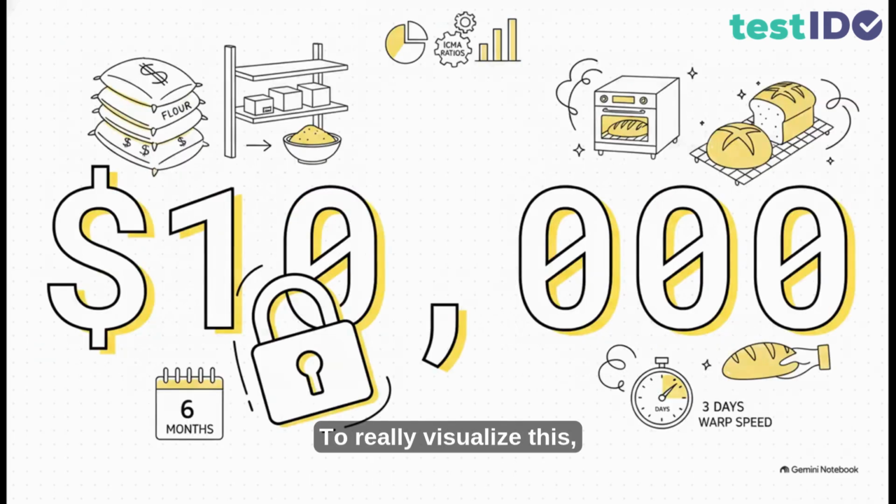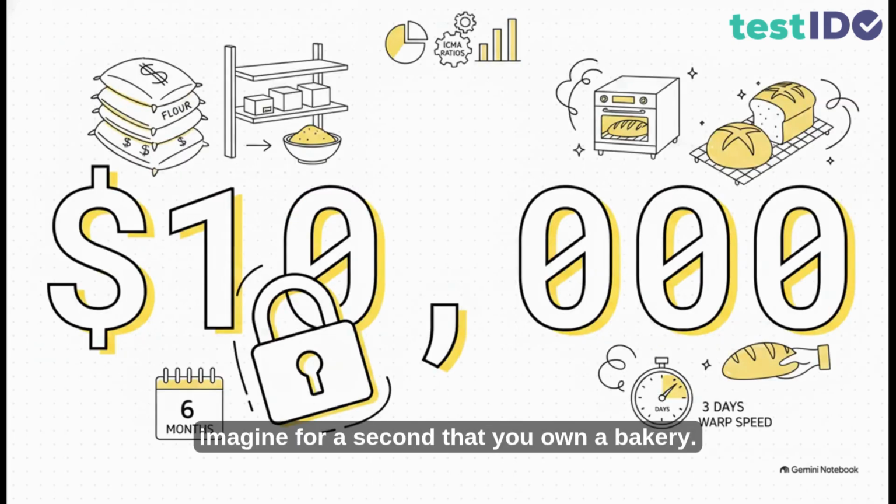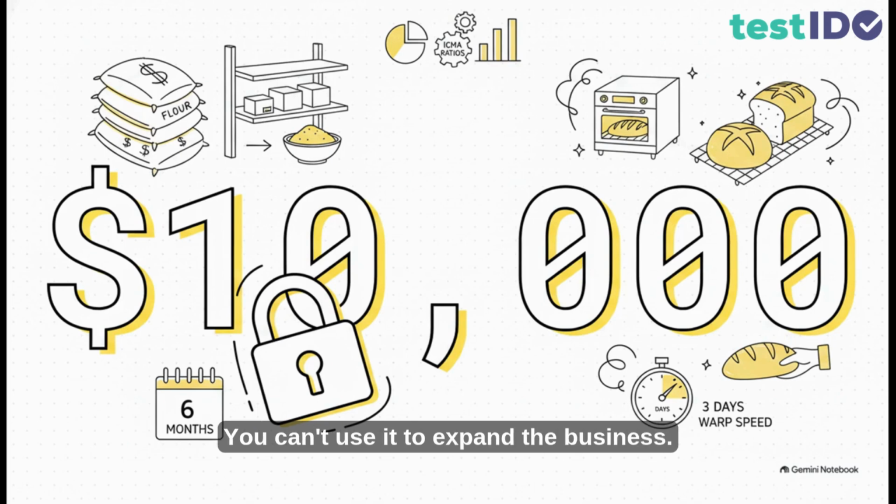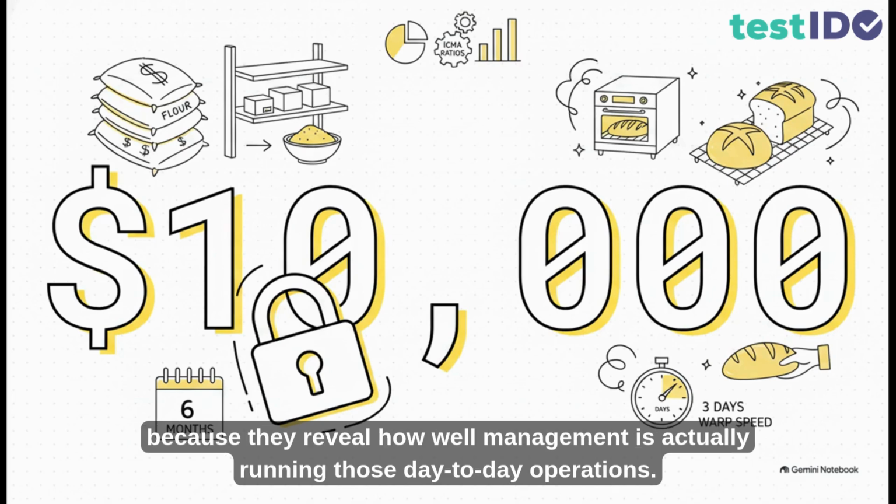To really visualize this, imagine for a second that you own a bakery. You go out and buy $10,000 worth of flour. Well, if that flour just sits there on your warehouse shelves for 6 months, that $10,000 in cash is literally trapped. You can't use it to pay your staff, you can't use it to expand the business. But if you can turn that flour into bread and sell it in just 3 days, man, your capital is working at warp speed. The ICMA loves testing these ratios precisely because they reveal how well management is actually running those day-to-day operations.